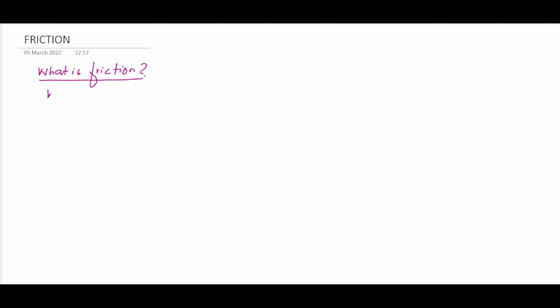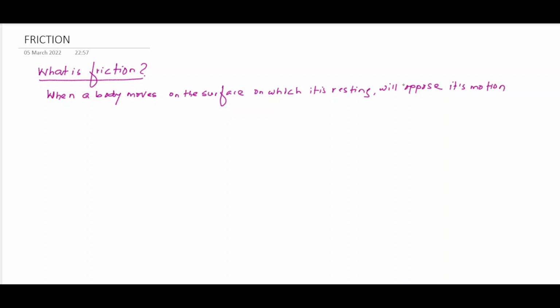We can write that when a body moves on the surface on which it is resting, it will oppose its motion because of surface roughness.